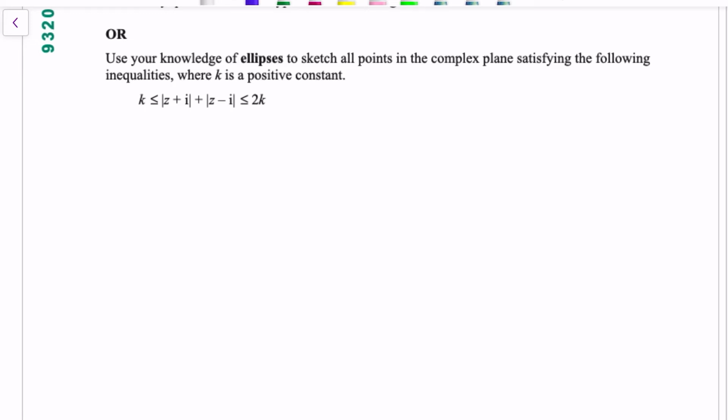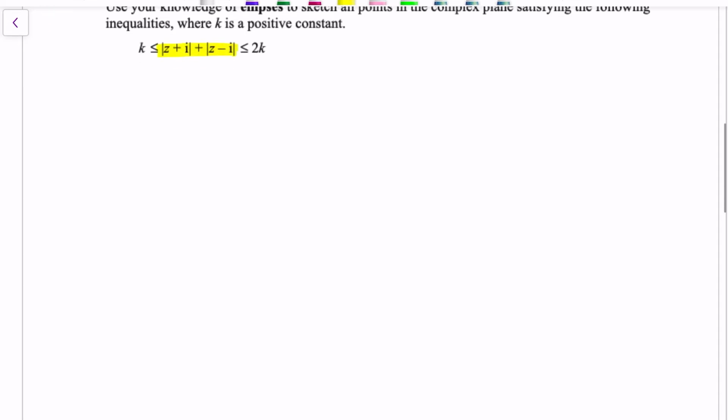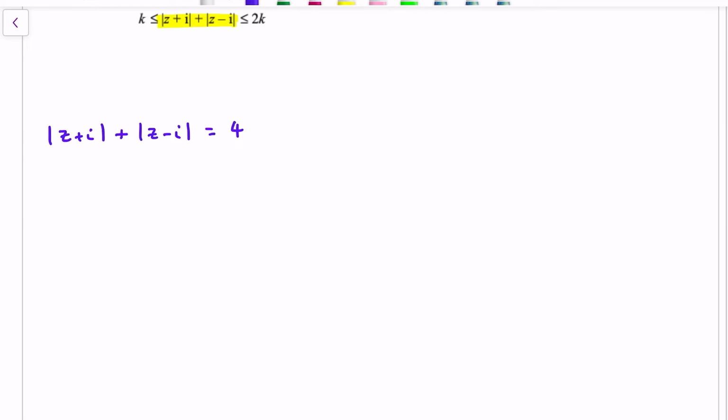What you need to realize when you're dealing with something of this nature, and I'm going to start with an easier example just to explain this. So if I had modulus of z plus i plus modulus of z minus i equals 4, for example. I'm just dealing with equals at the moment, then we'll deal with the inequality and the fact it's a double inequality. The locus of this is an ellipse. The ellipse has foci at i and negative i.